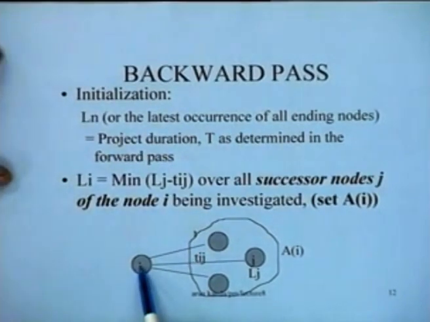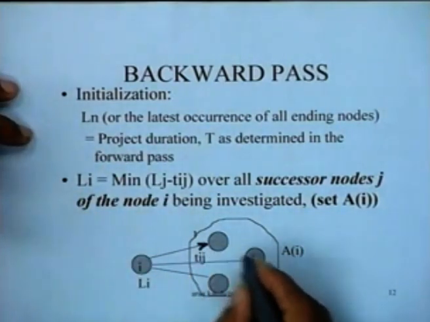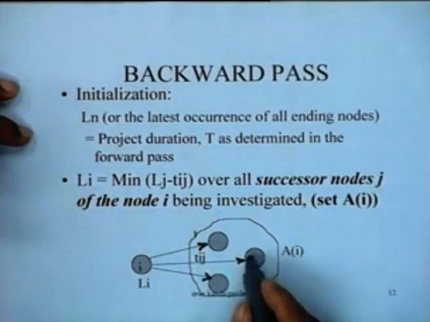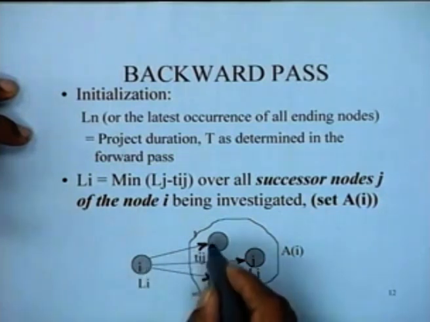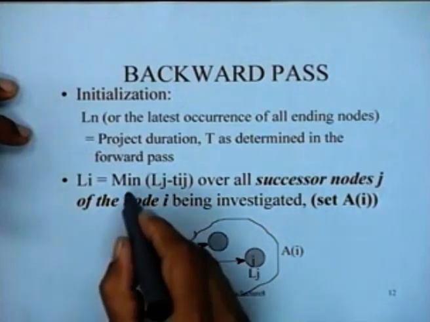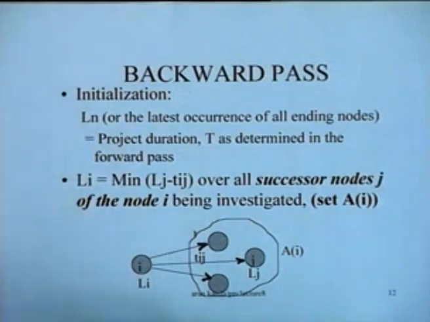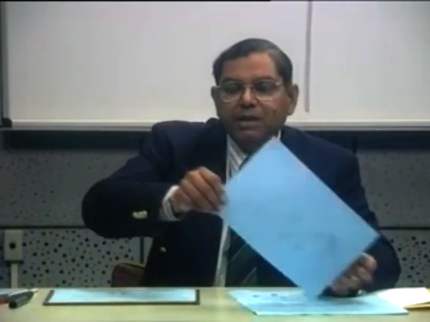So, if I am now investigating node i, I look at all the successors. Successors would mean that they would be directed like this, and I take a particular node whose latest time I know. So, Lj minus Tij, I would compute this for each of these successors and take the minimum of that, and that would give me the Li value for this particular node. So, this in essence is what we mean by a backward pass. Now, let us see how the backward pass is done.